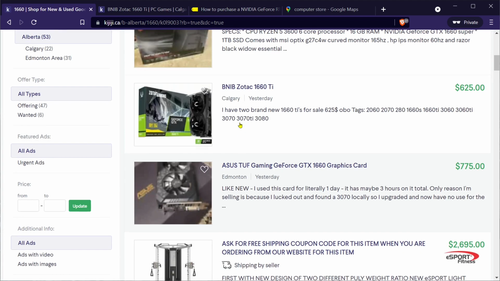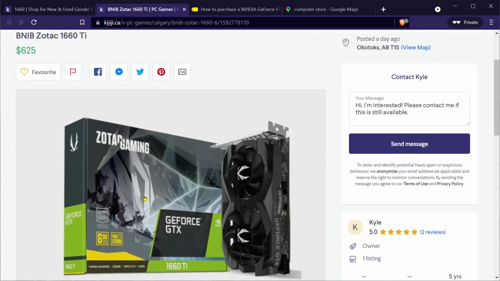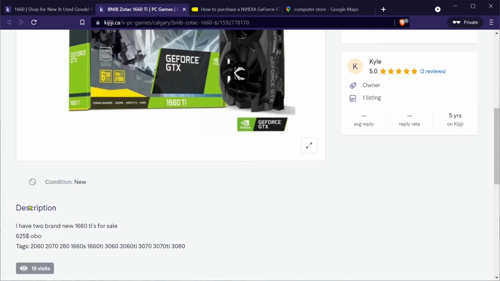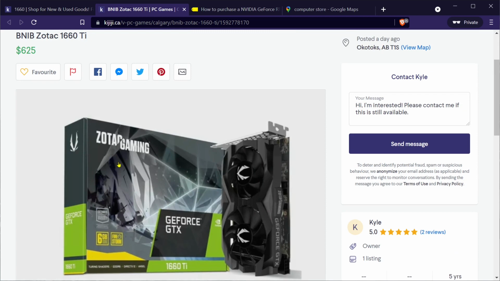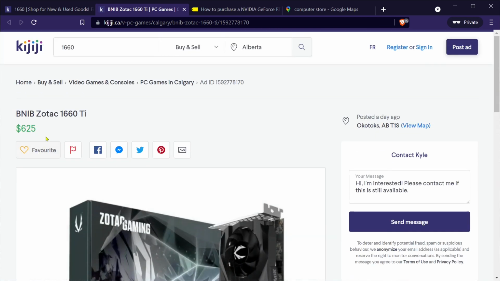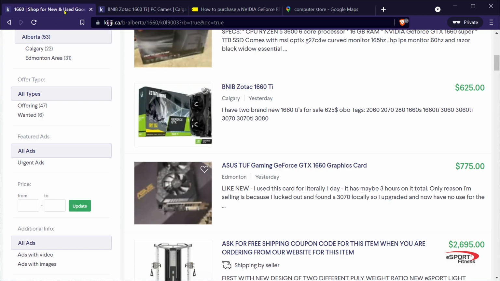That Zotac, I'm not sure how those measure up compared to like an MSI, but an MSI new costs about this much money. So this is like MSRP on an MSI 1660. So if you can get these for 550 from this guy, you're looking at under some particular brand's MSRP. So there's some deals to be had. So there you go. If you live in Okotoks, Alberta, send Kyle a message and you might be able to get these things for like 550 bucks. There you go, Kyle. Get your cards sold.